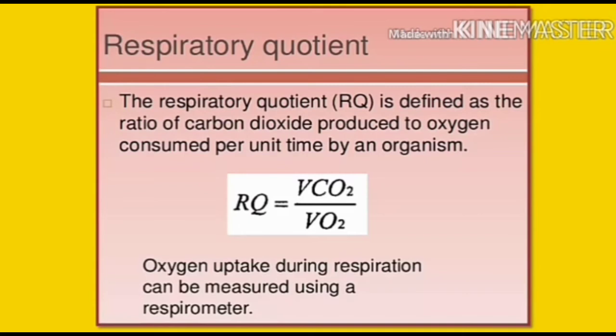Respiratory quotient. The respiratory quotient is defined as the ratio of carbon dioxide produced to oxygen consumed per unit time by an organism. RQ is equal to the volume of carbon dioxide divided by the volume of oxygen. Oxygen uptake during respiration can be measured using a respirometer.